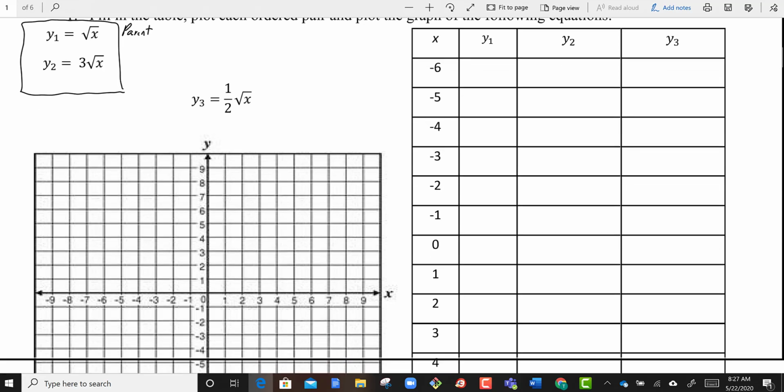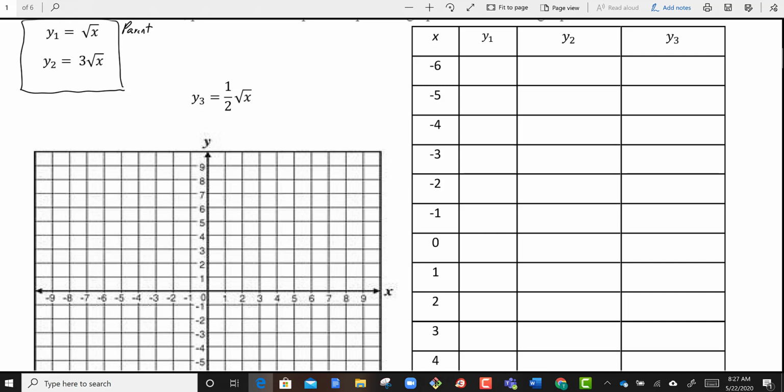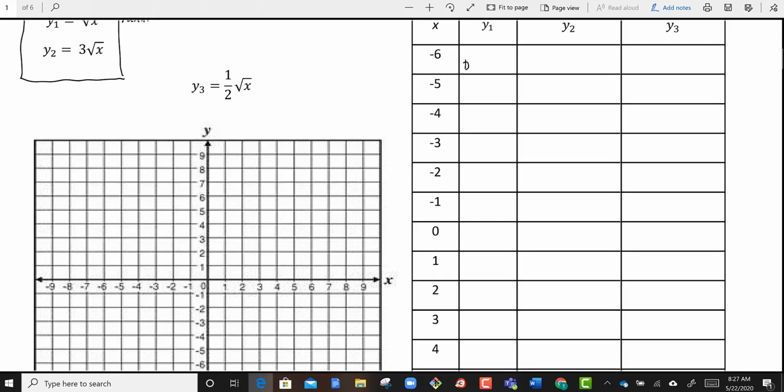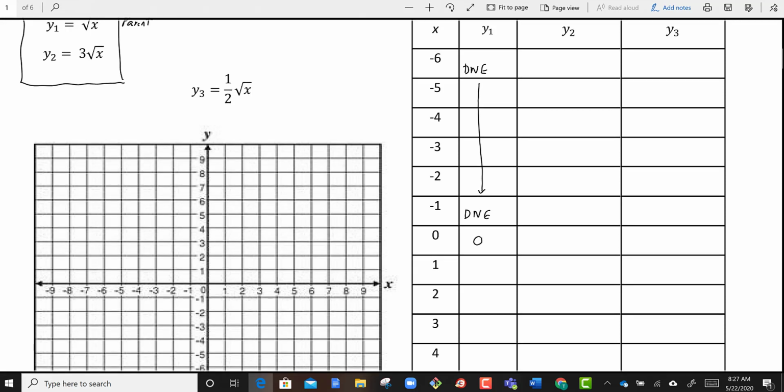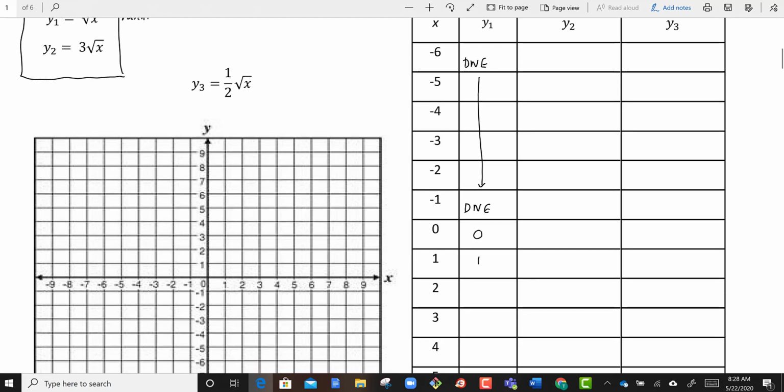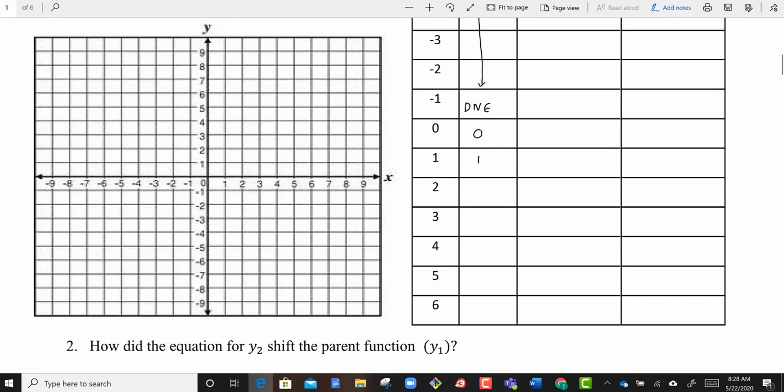So we've got our table of values. We're just taking the square root of these numbers. We cannot take the square root of negative numbers. So anything that's a negative number only, I'm going to put DNE for the parent. But we can take the square root of 0. The square root of 0 is 0. The square root of 1 is 1. The square root of 4 is 2. And I'm going to graph those points.